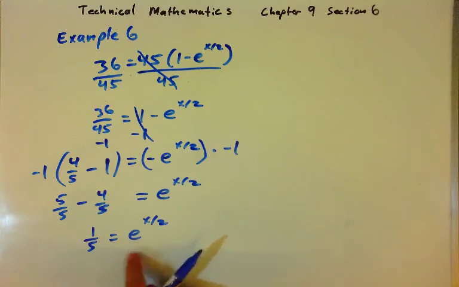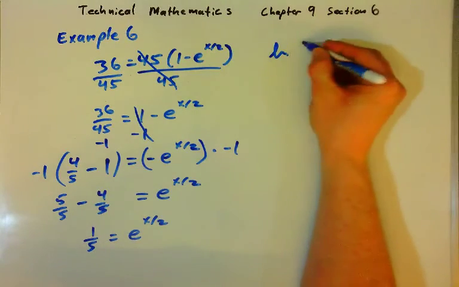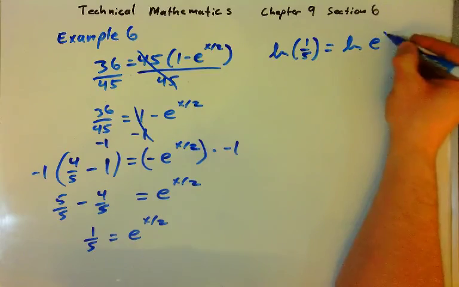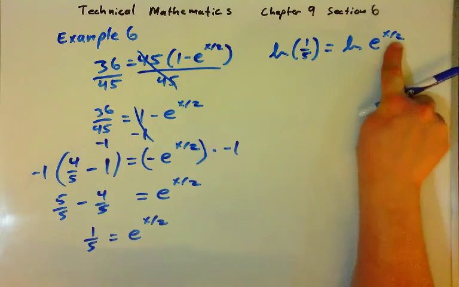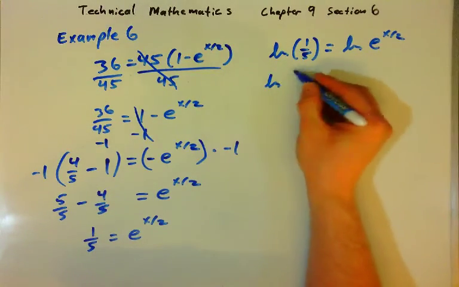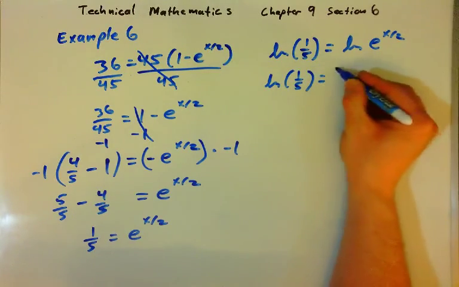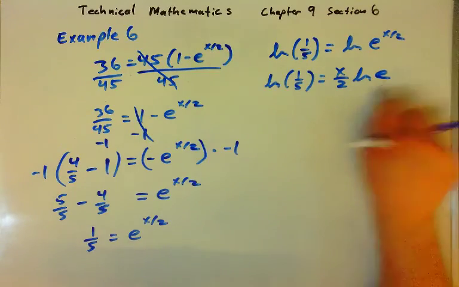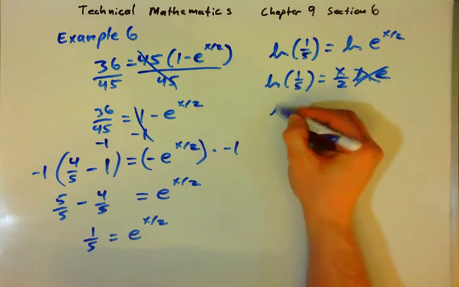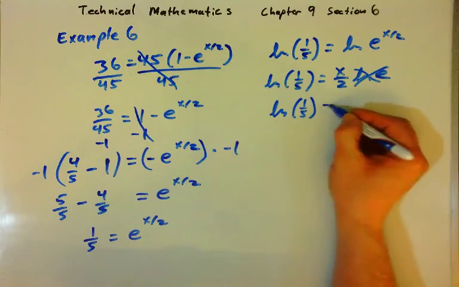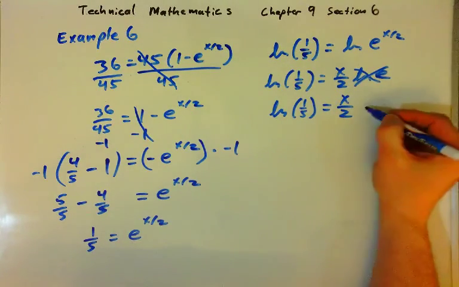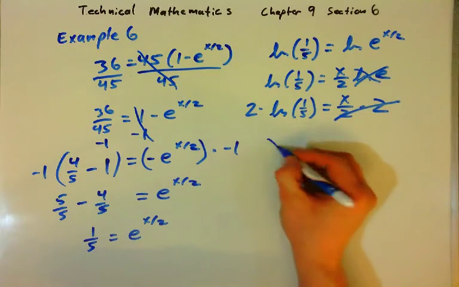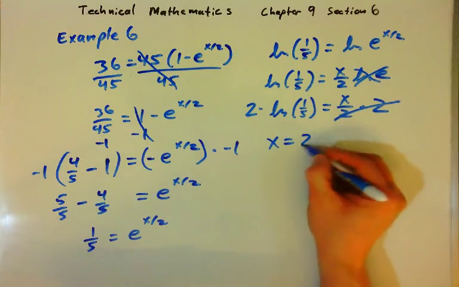Now I can take the natural logarithm of both sides. So that's what I'm going to do. We'll get the natural logarithm of 1/5 is equal to the natural logarithm of e to the x over 2 power. Now I can bring the exponent out as a multiplier, and so we'll have natural log of 1/5 is equal to x over 2 times ln e. The natural logarithm of e is 1, and so that cancels. And so we get ln 1/5 is equal to x over 2. I want to solve for x, so I multiply both sides by 2. These cancel, and we get x equals 2 ln 1/5.